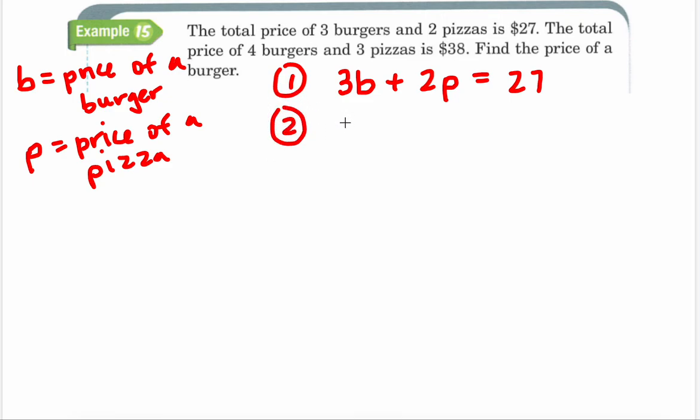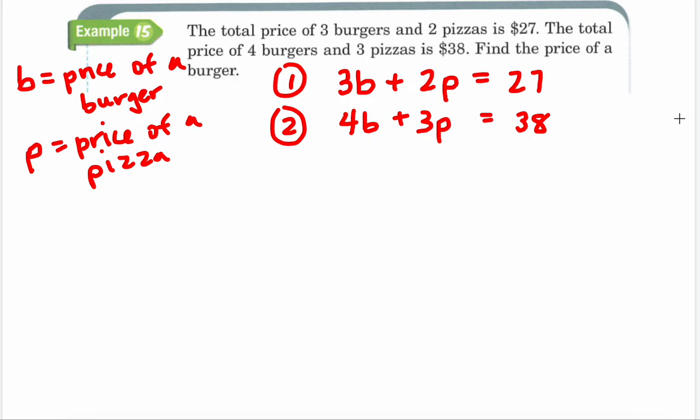Oh, I said I was going to write smaller, but I didn't. The second equation, the total price of 4 burgers, 4 times the price of 1 burger, and 3 pizzas, 3 times the price of 1 pizza, is equal to 38. So there we go. We finished step 2. We wrote one sentence for each situation. Find the price of a burger. So I just need to know the price of B.